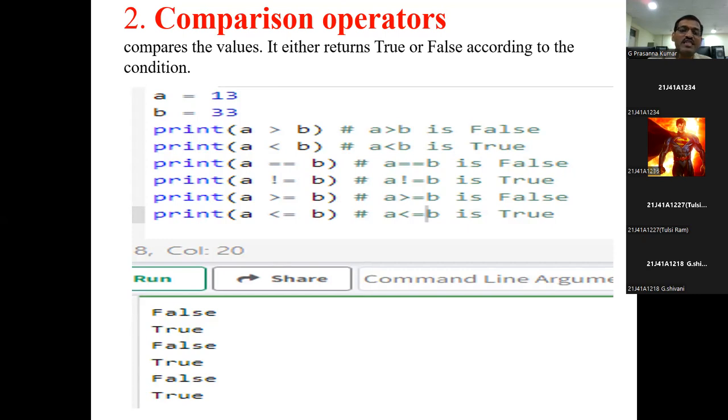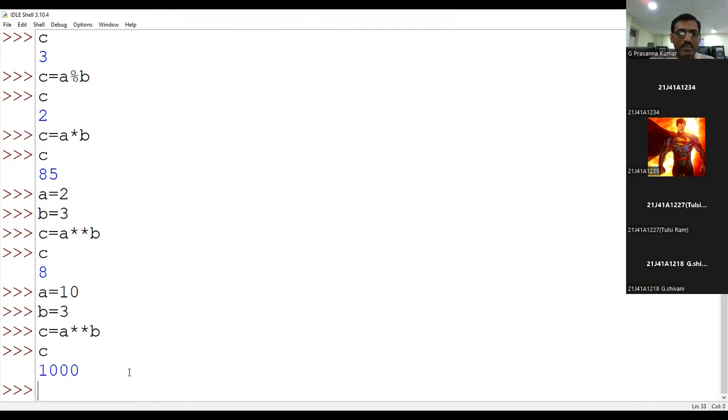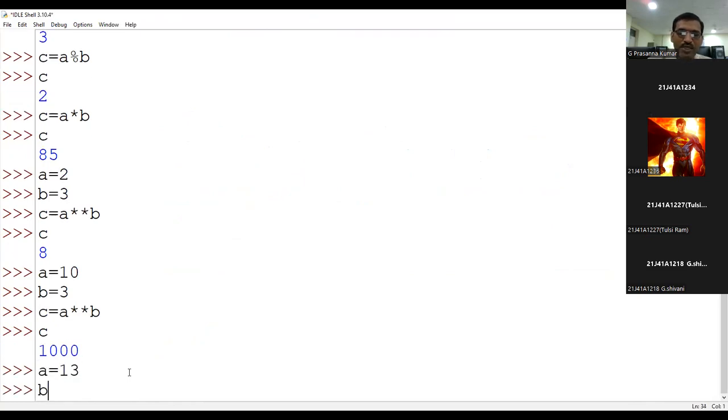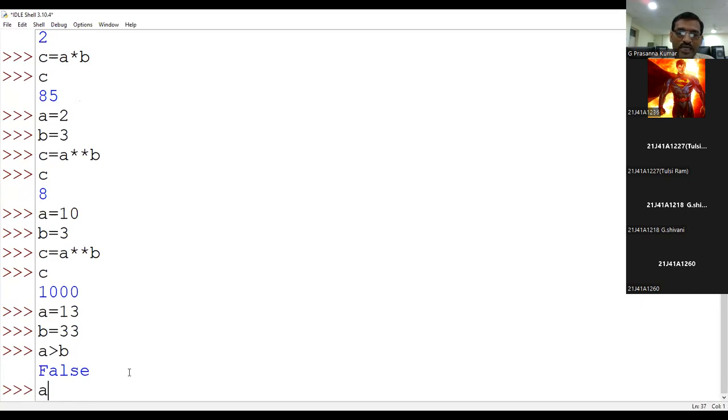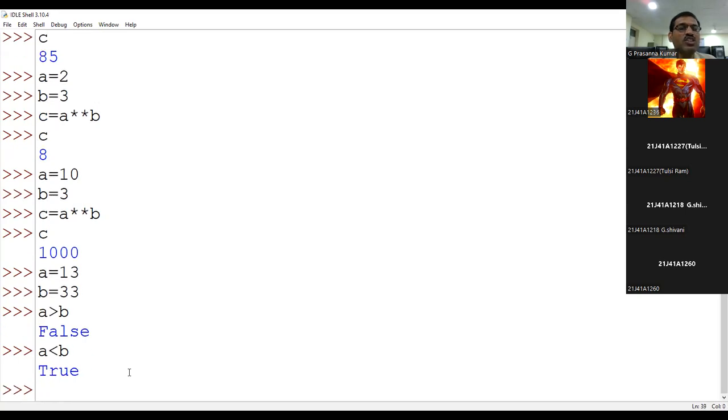Condition is false. A is less than or equal to b. Condition is true. It's about the comparison operator. For example, take a equal to 13 and b equal to 33. Then take a is greater than b. No, it indicates it is false. It gives a result is false. Okay, a less than b, condition is true. It gives a result is true.